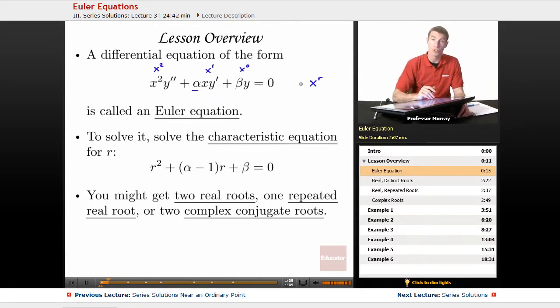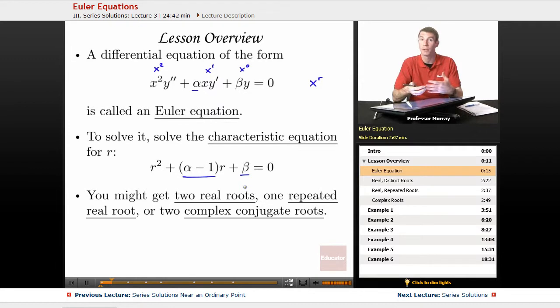So what you're going to do is solve the characteristic equation for r, and there's a little subtlety here. Basically, you take the coefficients from the Euler equation, but there's a small change, which is that instead of just taking alpha and beta, you take alpha minus 1 and beta. So you solve this characteristic equation, r squared plus alpha minus 1 r plus beta is equal to 0. And that's just a quadratic polynomial. So you can solve that by factoring. You can solve that by the quadratic formula. Whatever works for you to solve that.